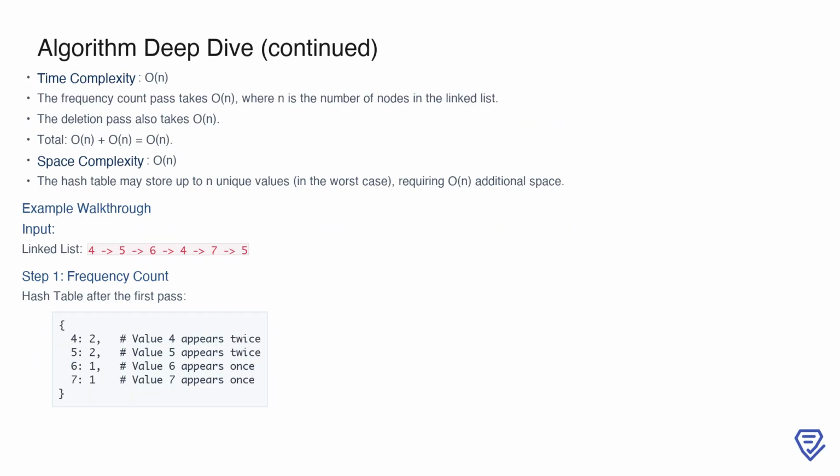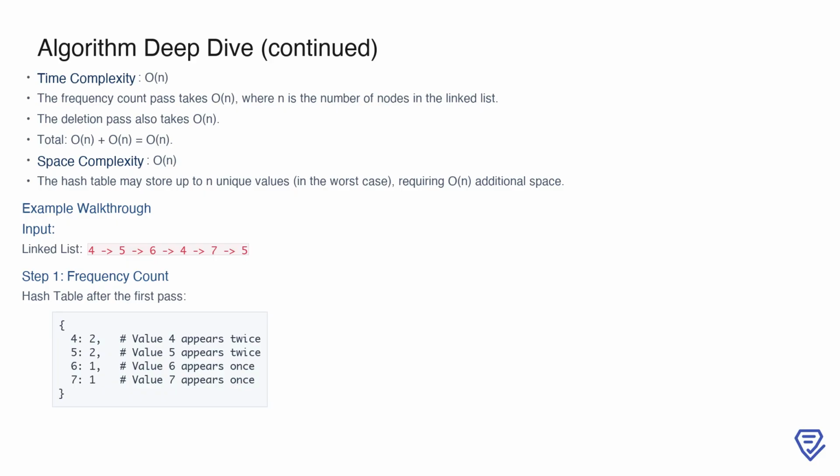Analyzing the complexity of this algorithm, the time complexity is O(n). The first pass, which involves counting frequencies, takes O(n), where n is the number of nodes in the list. The second pass, which removes duplicates, also takes O(n). Combining these, the total time complexity remains O(n). The space complexity is also O(n) due to the hash table, which may store up to n unique values in the worst case. To understand this better, consider an example.